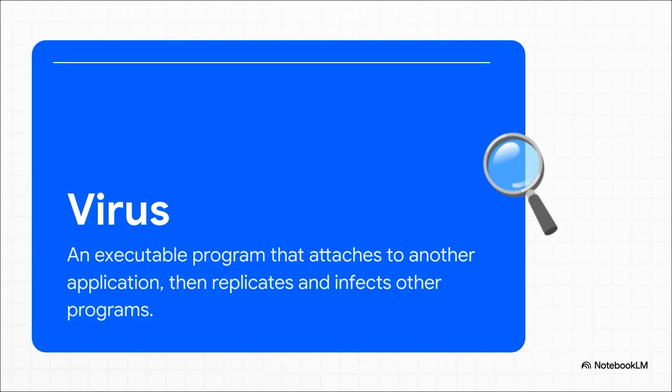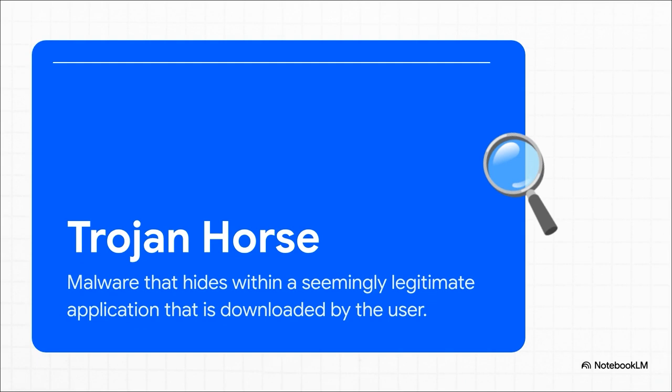Let's start with the classic you've definitely heard of, the virus. And honestly, the name is perfect. Just like a real-world virus, it can't survive on its own. It has to latch onto a host, like a program you already have. And the moment you run that program, bam, the virus wakes up, copies itself, and starts spreading to other files on your computer.